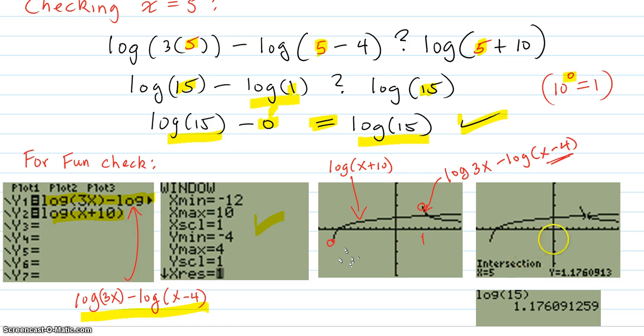Okay, and then when you do second calc intersect, as we've done many times, the answer is 5, and that's exactly what checked out. 5 checked out. X equals 5. I think I forgot to write that. So x equals 5 checks out as a solution.